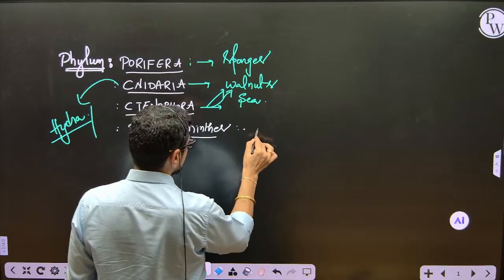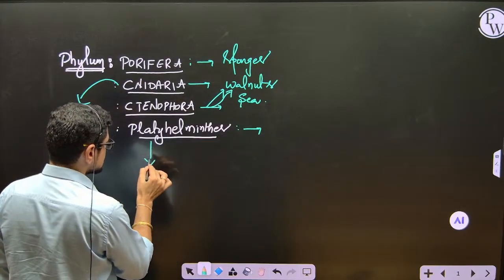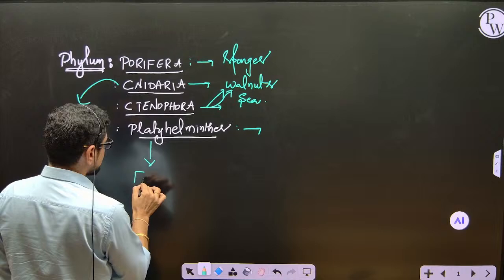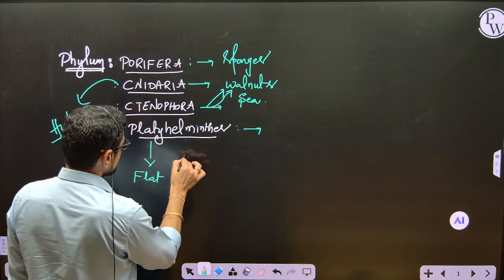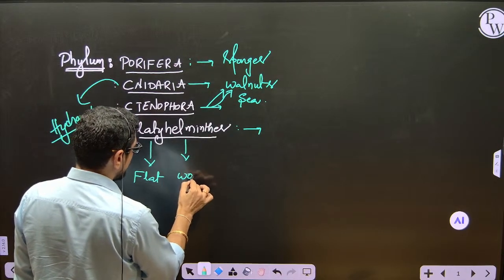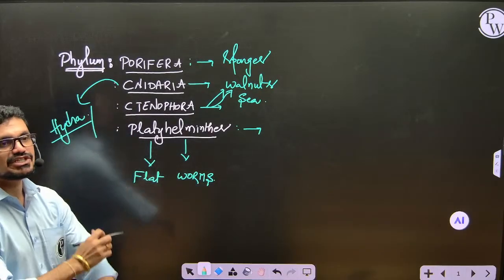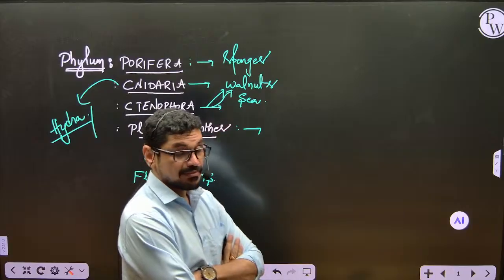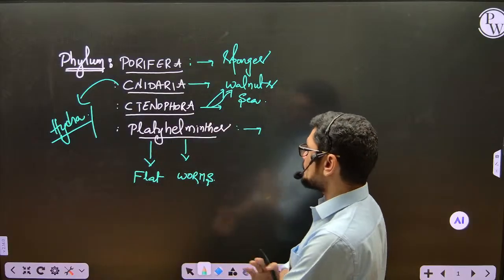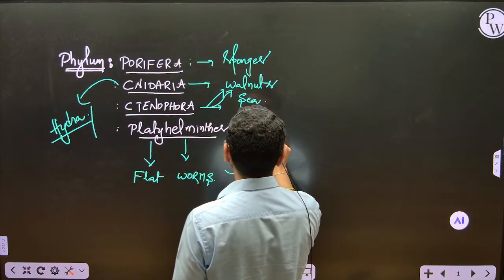And then Platyhelminthes. What is this Platyhelminthes? This is a group. Platy means flat, helminths means worm. Helminths means worms. So Platyhelminthes means flatworms. So what are these flatworms?